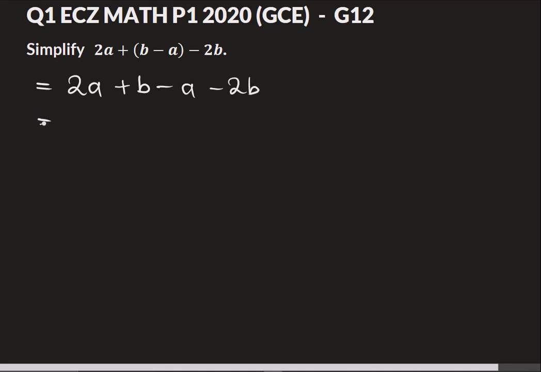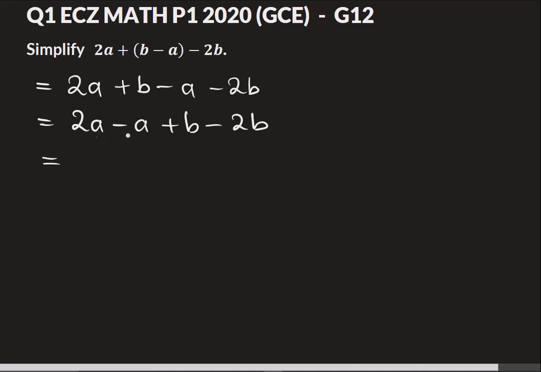So let's collect all the terms that have A. We have 2A, we have minus A, and for the B's we have plus B and minus 2B. With this written, we can easily do the arithmetic. What happens when we're working with algebraic terms is if they have the same variable, we have A and A here, we just focus on the numbers.